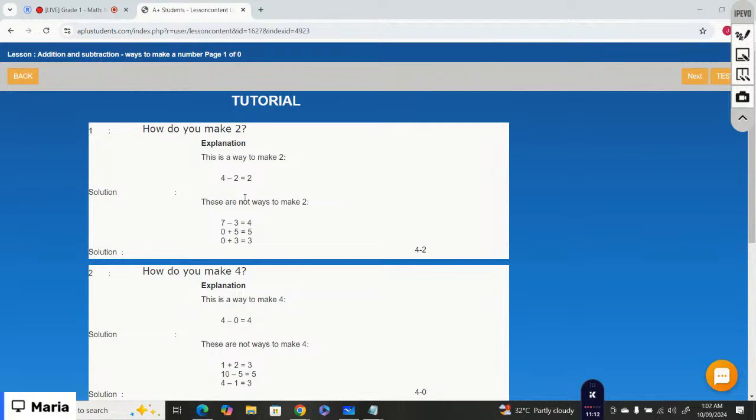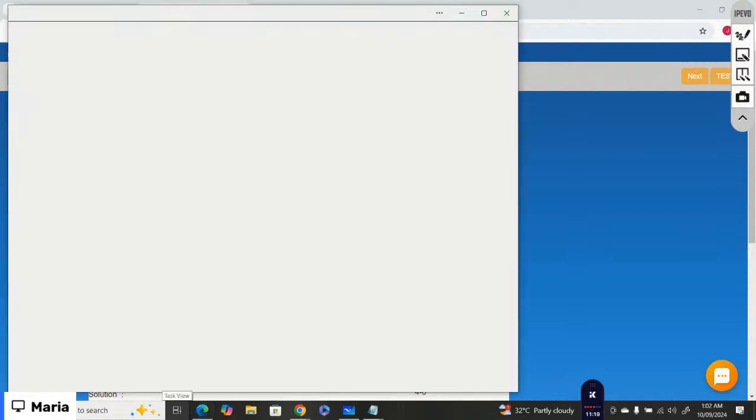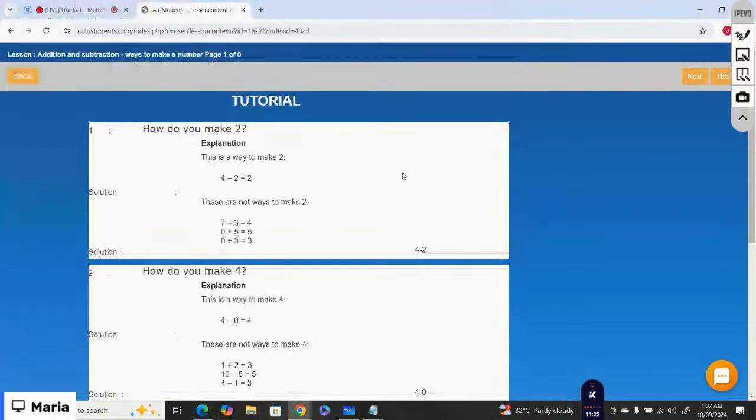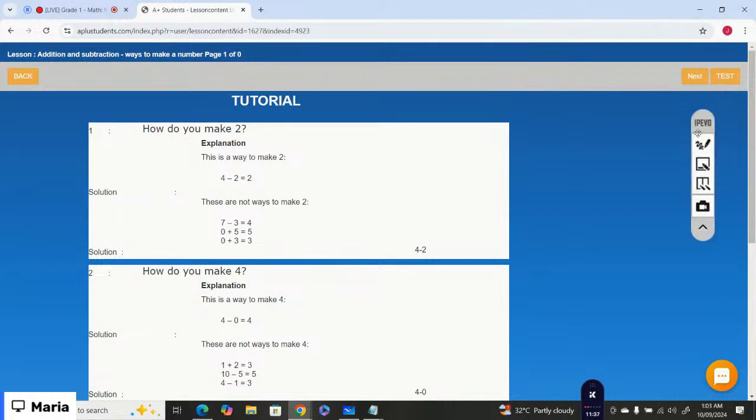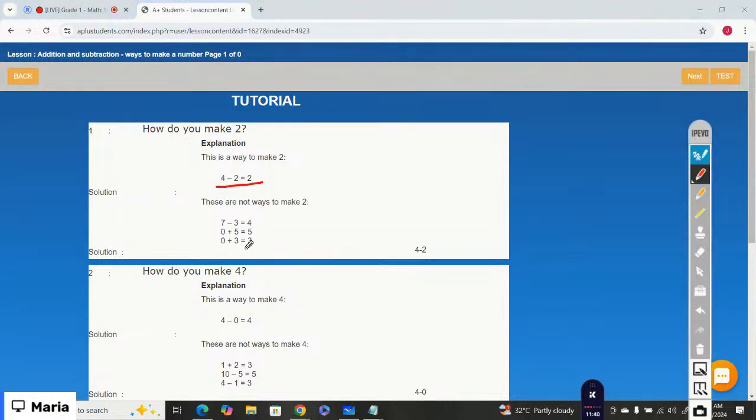Okay, so let's just start with the first example, that is how do you make 2. So basically you are given more than one options. Either you have to add to make a number or you have to subtract to make a number, right? So the first one is how do you make 2. So basically these are the four options you are given. They are 4 take away 2 is 2, 7 take away 3 is 4, 0 plus 5 is 5, and 0 plus 3 is 3. So you need to select the one that makes 2, right? So the only option that makes 2 is 4 take away 2 equals 2. Got it?